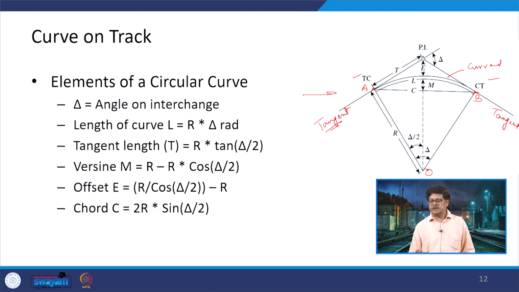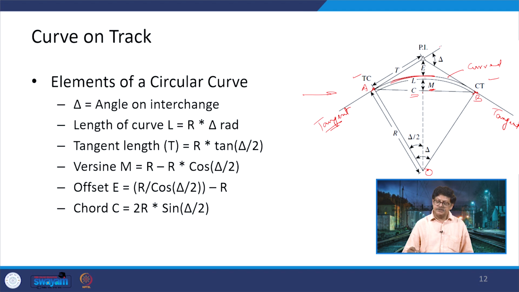Now, AB is the length here if you are talking in terms of a chord, so it is considered as C. The length of the curve will be along the track profile, so it is this particular length being defined. You can see that this is the length here. There is a difference between the chord and the length, which is shown here as m. This is nothing but the versine.